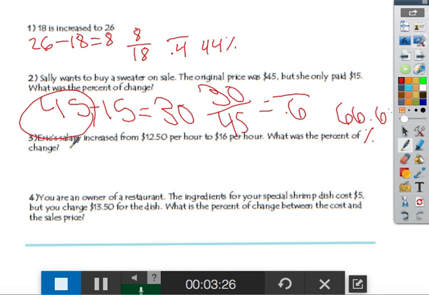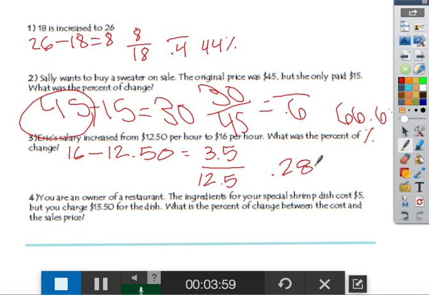So you subtract 16 minus 12, and then you get 3.5, and then 12.5, and then you get 0.28, and then you get 28%.